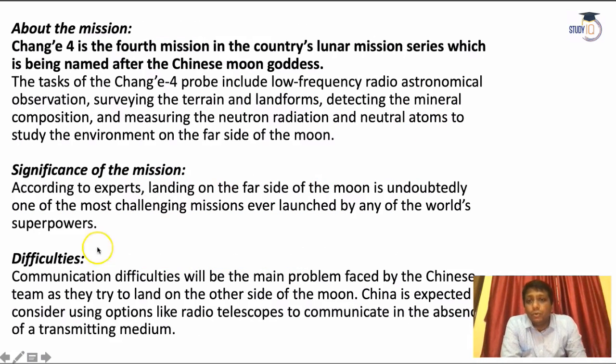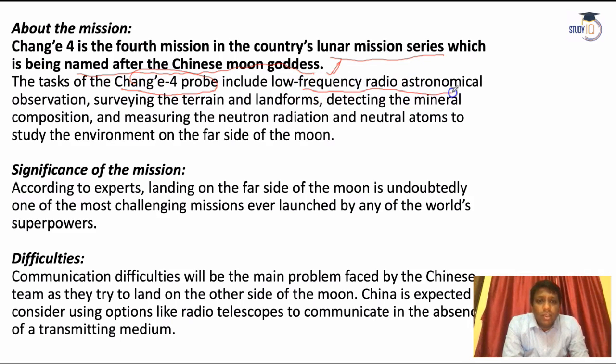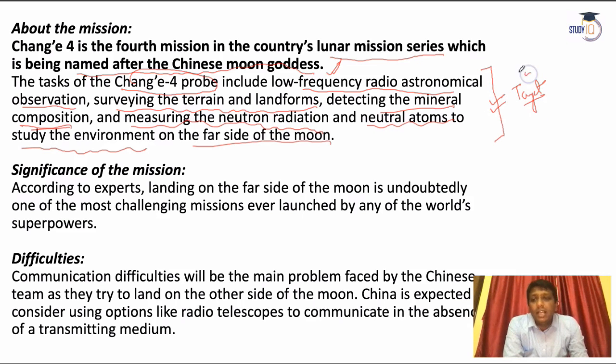Now Chang'e 4 is the fourth mission in the country's lunar mission series, which is named after the Chinese moon goddess. The rest of you know very well what the benefits are, guys. There is a lot of information. The tasks of the Chang'e 4 probe include low frequency radio astronomical observations, surveying the terrain and landforms, detecting the mineral composition of the Moon's surface, and measuring neutron radiation and neutral atoms to study the environment on the far side of the Moon. All this study will be performed. That is the target they try to achieve with the help of the Chang'e 4 mission.